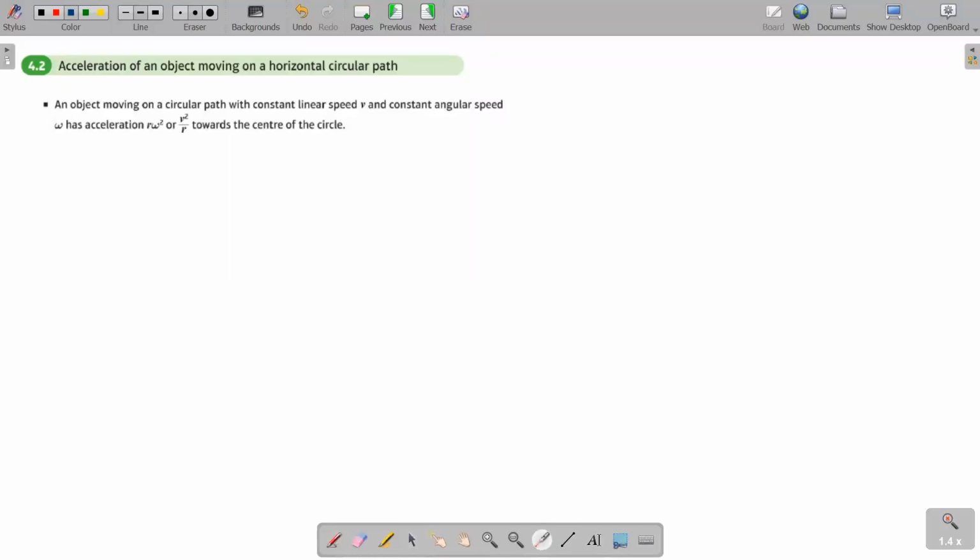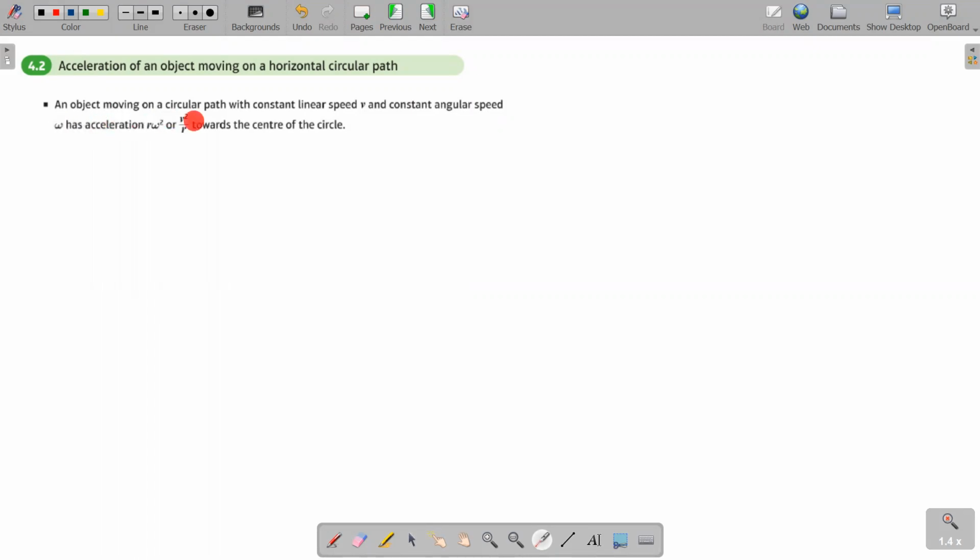Okay, so now we move to the next part of the lesson, section 4.2: acceleration of an object moving in a horizontal circular path. I'm going to go directly to the equations because the proofs are not necessary. All you require is to know the equations and how to apply them.